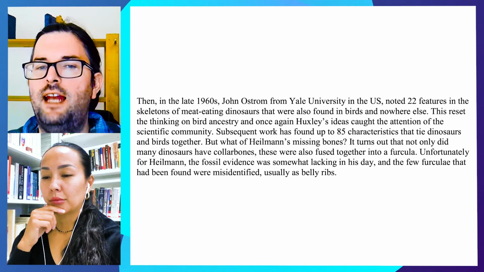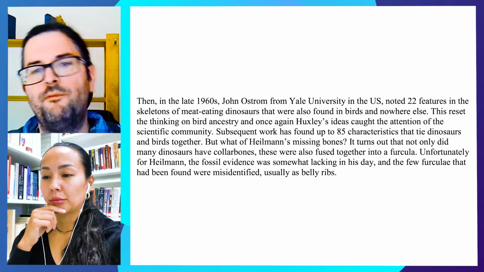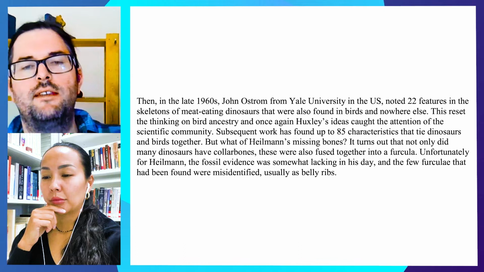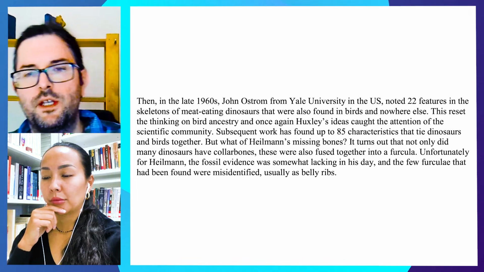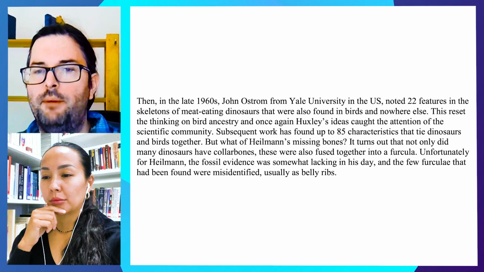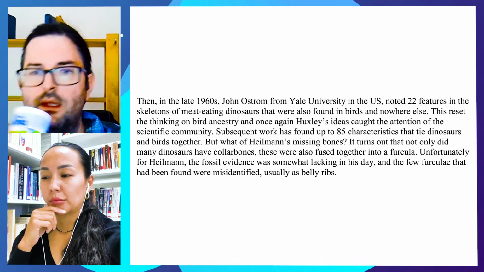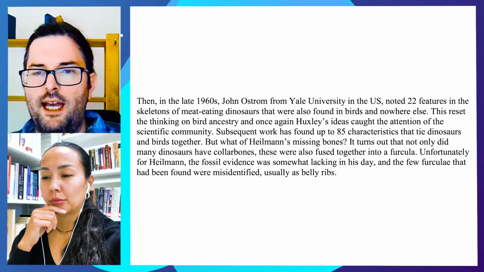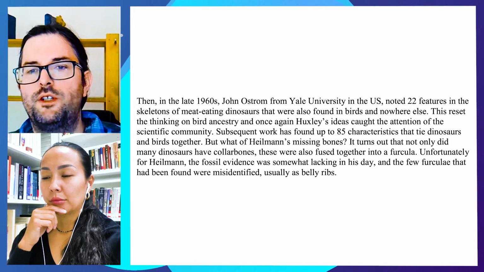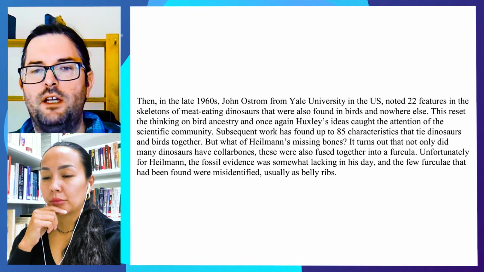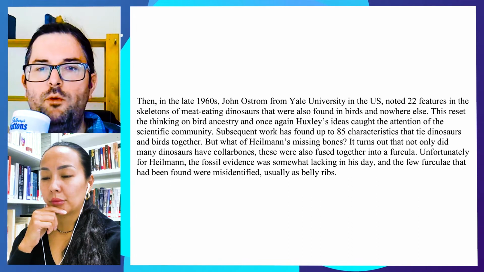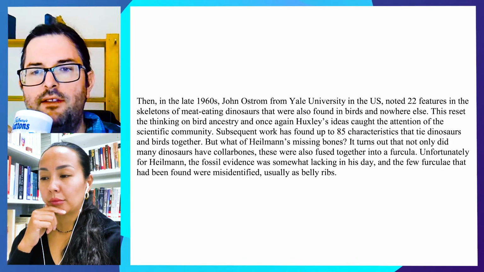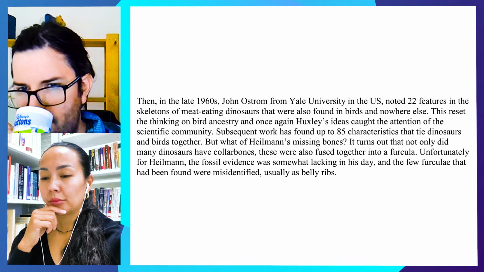Then in the late 1960s, John Ostrom from Yale University in the US noted 22 features in the skeletons of meat-eating dinosaurs that were also found in birds and nowhere else. This reset the thinking on bird ancestry, and once again, Huxley's ideas caught the attention of the scientific community. Subsequent work has found up to 85 characteristics that tie dinosaurs and birds together.